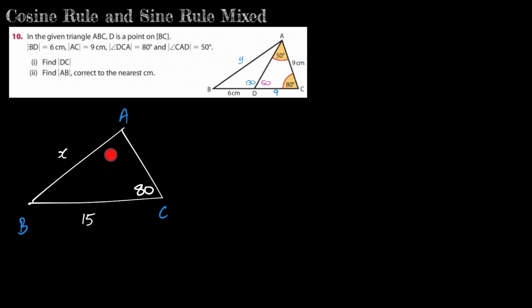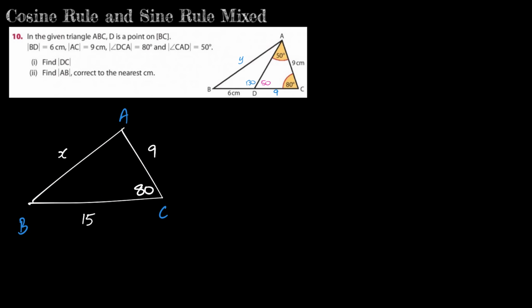So can I use the sine rule? I can't. Can I use the cosine rule? I should be able to use the cosine rule. Let me just see. And we also have this 9 here. So this 9 here allows us to use the cosine rule. That's the problem solving aspect of these questions. You need to be able to look at the triangles.